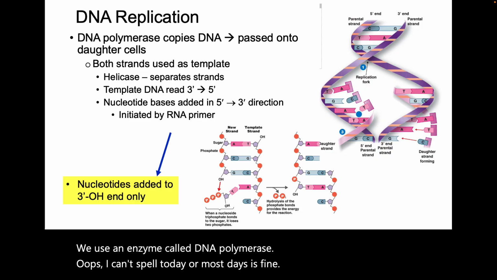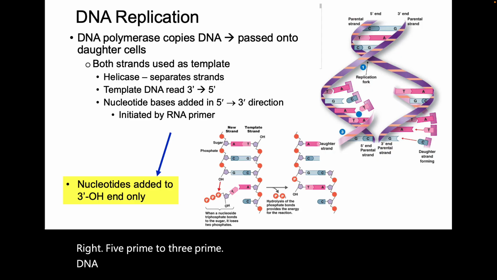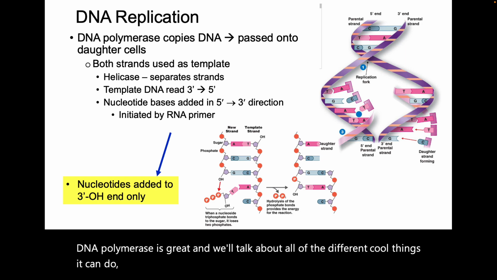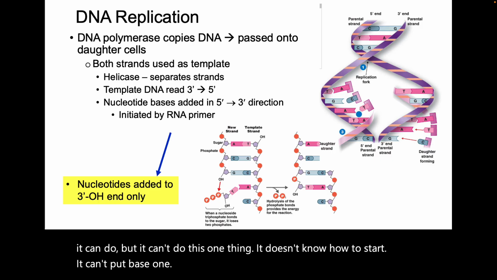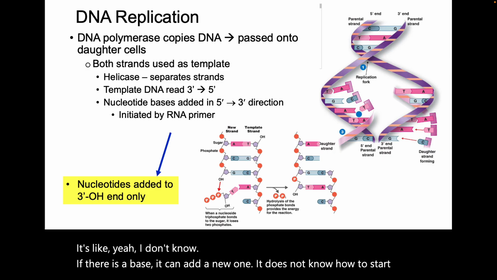Right? 5' to 3'. DNA polymerase is great, and we'll talk about all of the different cool things it can do, but it can't do this one thing. It doesn't know how to start. It can't put down base 1. If there is a base, it can add a new one. It does not know how to start from scratch. You gotta give it something.